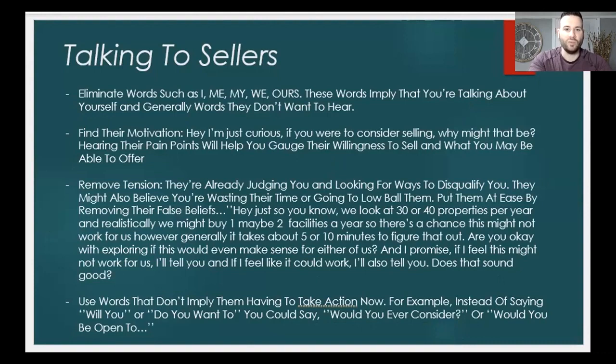Anytime you're talking to a seller, or if you're structuring your mailer, this first bullet point here can be used for both during your conversations and also in your mailers. If you can eliminate words such as I, me, my, we, and ours, all of those words imply that you're talking about yourself, and generally they are words your prospect doesn't want to hear. They want to know, hey, what's in it for me? How is this going to benefit me? They don't want to hear all about you.